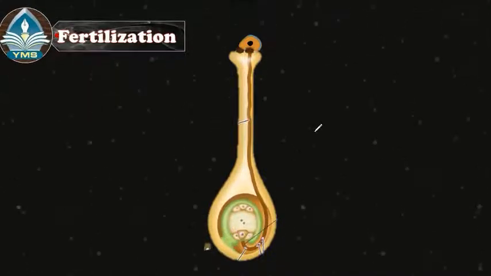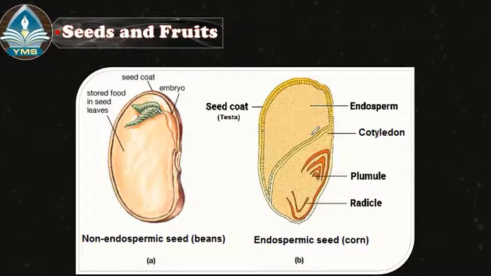Let's go to the one after it. After fertilization, a seed will be formed. Now the ovule will become a seed, and this seed is the part of the plant which can be planted to have a new plant. Sexual reproduction happens by seeds, and we saw how seeds are formed. Now here we have two types of seeds. One, endospermic seeds. Two, non-endospermic seeds.